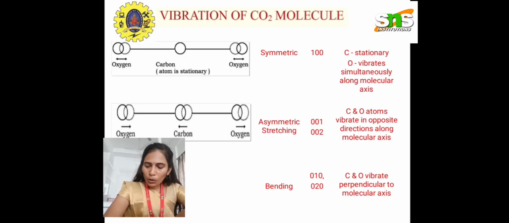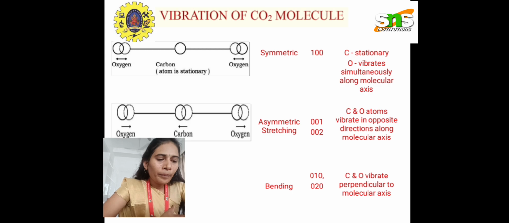Next one is the bending mode. The oxygen atoms and carbon atom may vibrate at right angles to the line passing through the center of gravity. This is known as the bending mode, and the corresponding frequency is the bending frequency. Next one is asymmetric stretching. In the asymmetric mode of vibration, the 2 oxygen atoms may vibrate about the central carbon atom asymmetrically. At the same time, the carbon atom also vibrates from its mean position. The corresponding frequency is called the asymmetric stretching frequency.